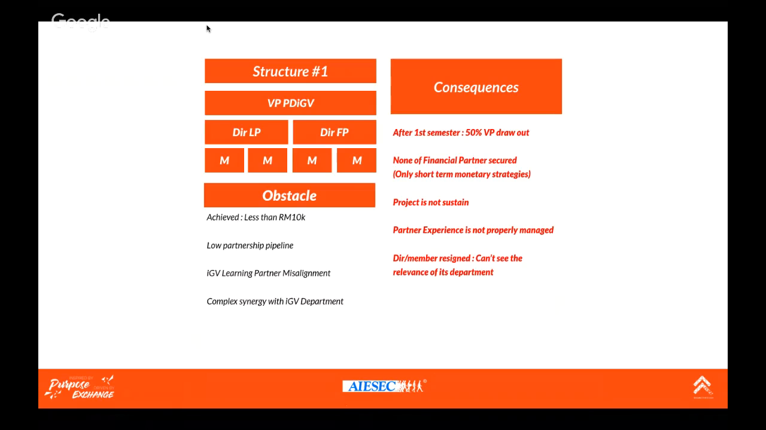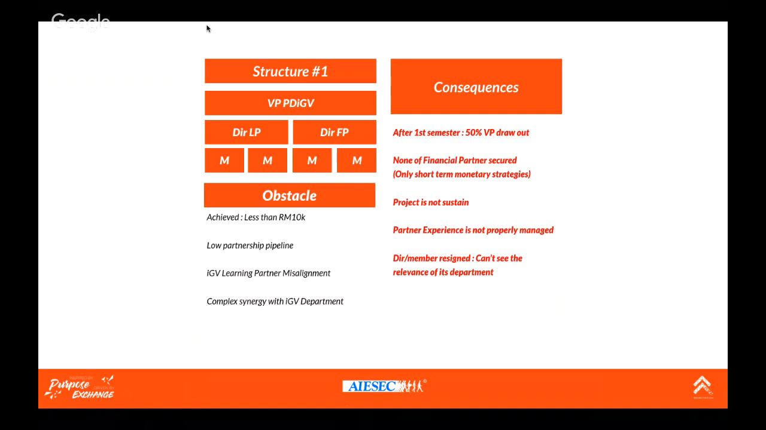Last but not least, partner experience is not properly managed as well. With a very huge structure, you have more people, but the strategy doesn't really support what we want to tackle in this department. Lastly, it's back to the first point: a lot of directors and members actually resigned. Not only the upper layer, the VP or the PIC of PD4iGV, dropped off the position, but members as well.